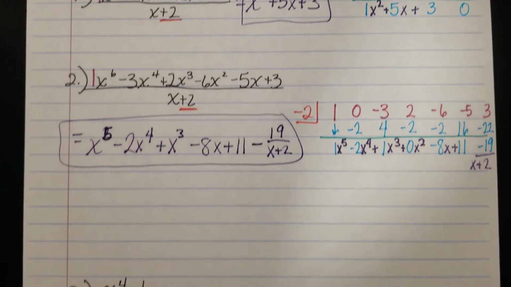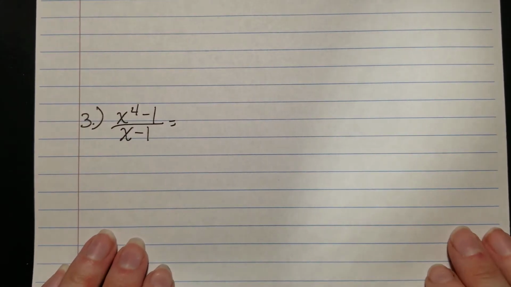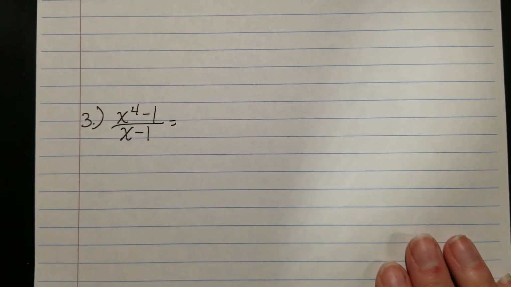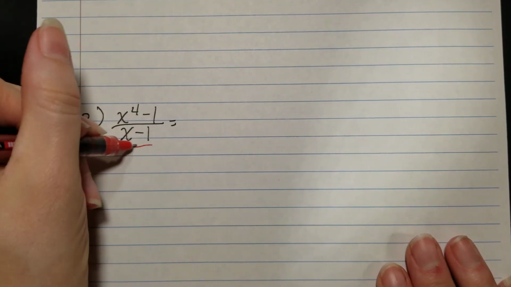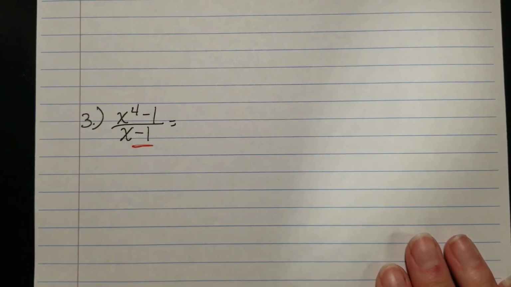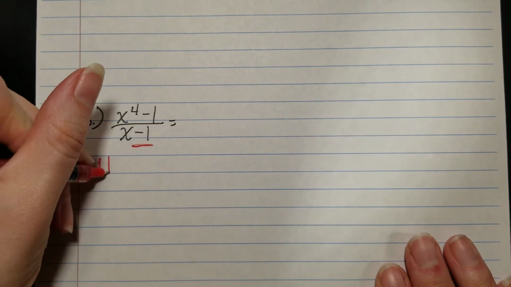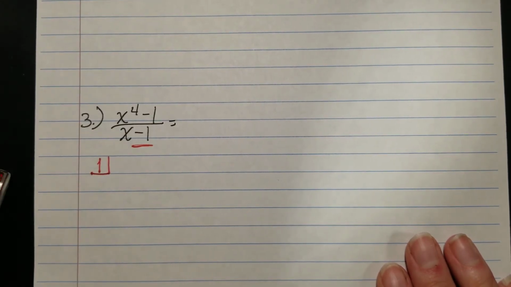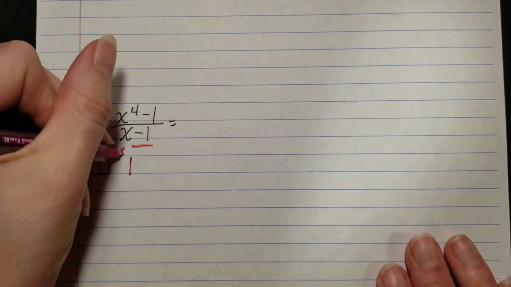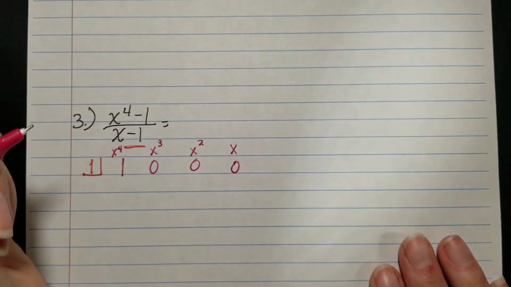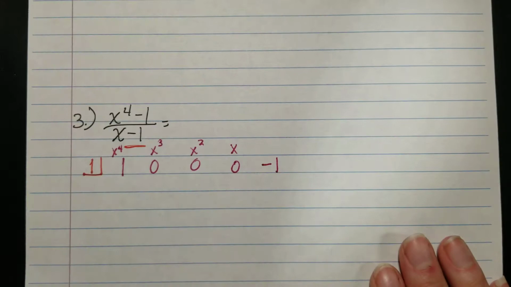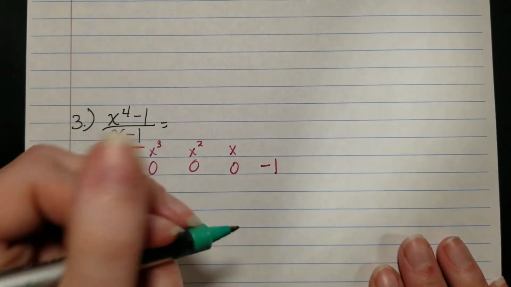Number 3. In this case, the opposite of negative 1 is positive 1, so positive 1 is going to go in my box. Then for my coefficients, I've got a 1 for x to the 4th. Then I have no x cubed, no x squared, no x, and then I have a negative 1 at the end for my constant term.